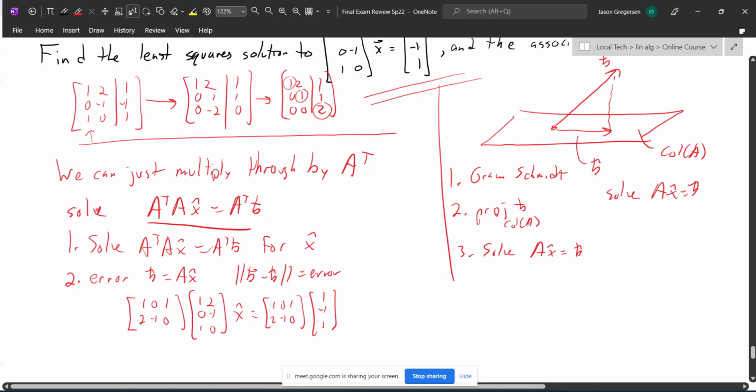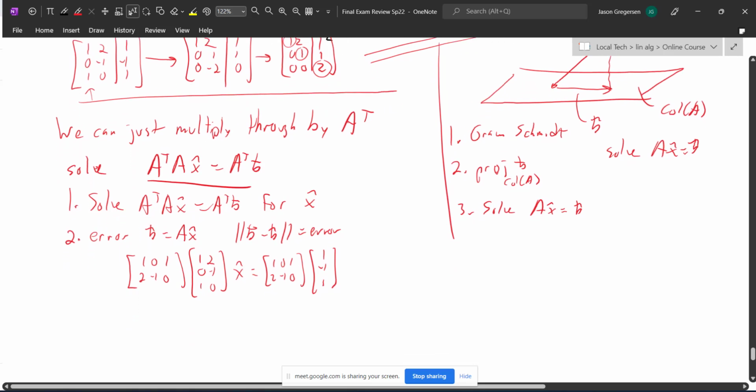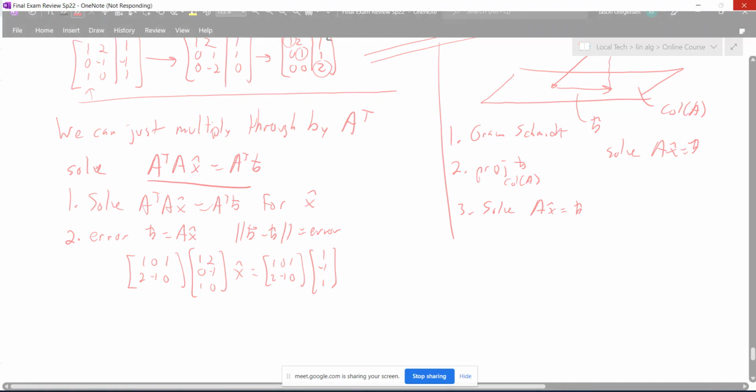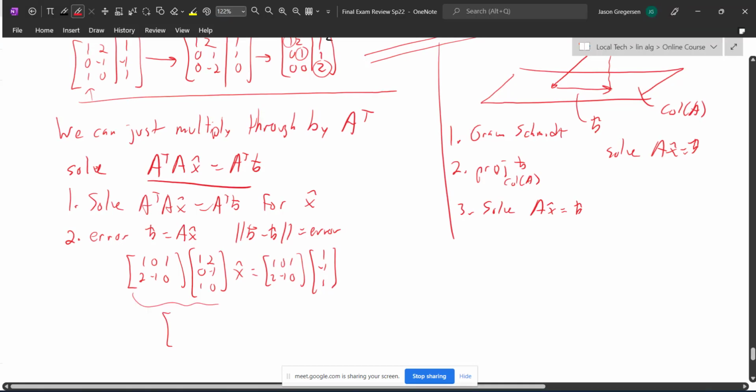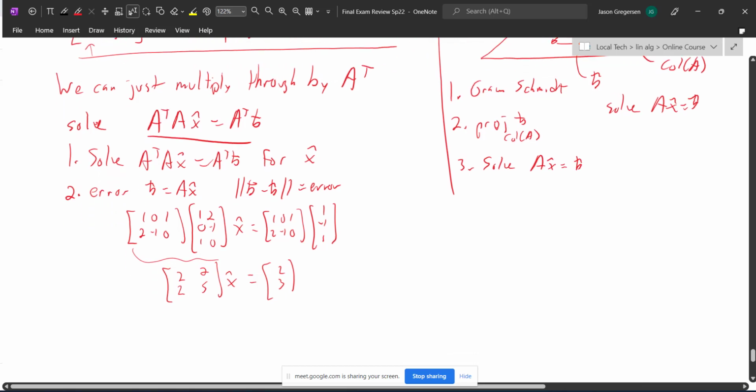All right, I know we're getting to the end here, so I'm going to power through this. I basically wrote out my equation with my transpose matrices. Now I'm going to do this multiplication. When I do that multiplication, I'm going to get 2 and 2. And then I'm going to get 2 and 4 plus 1 is 5. On the right-hand side, when I do that multiplication, I'm going to get 2 and 3. And I need to solve this matrix equation instead.